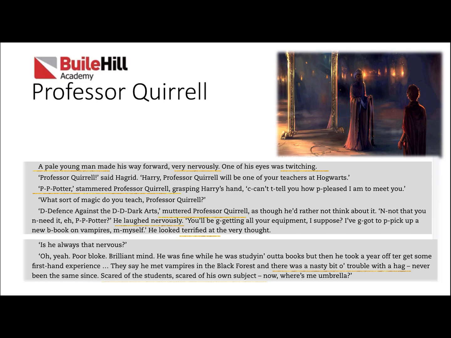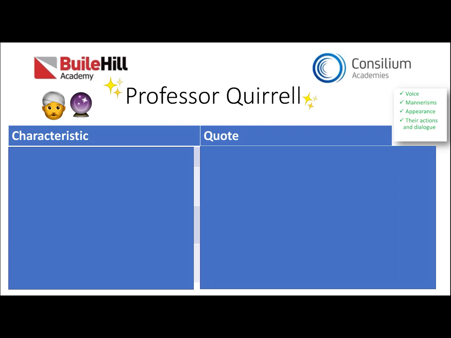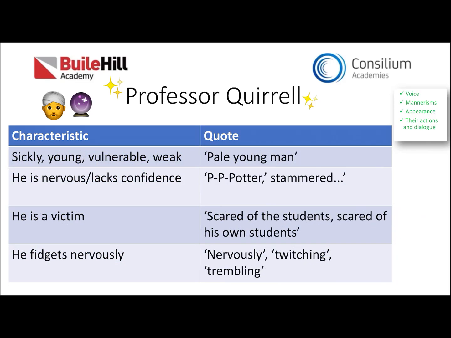What I'd like to do is, using this extract, so you might need to pause this to collect your quotes, I'd like you to write a table in your books and list 4 of Quirrell's characteristics alongside 4 pieces of evidence that prove each point. So for example, your first point might be nervous, and a quote to prove that might be that he stammers. So please pause the video now and we'll discuss some of my ideas in a bit more detail.